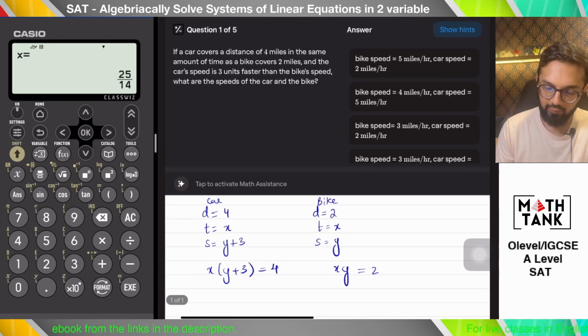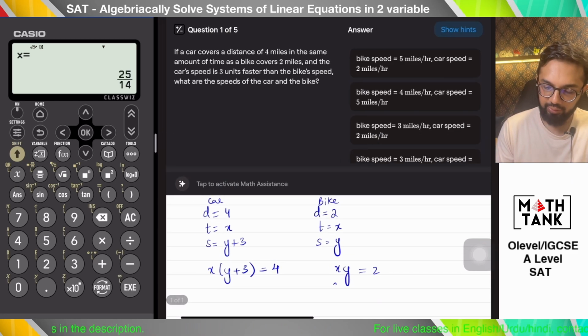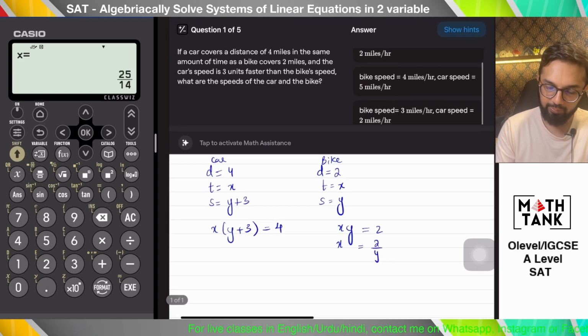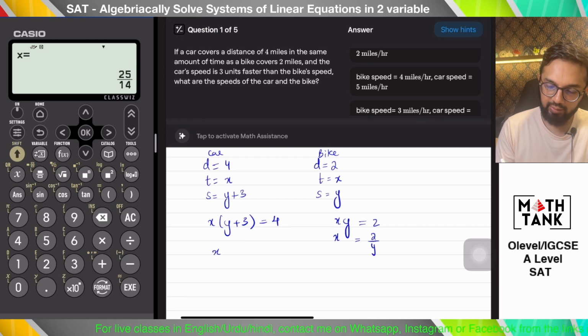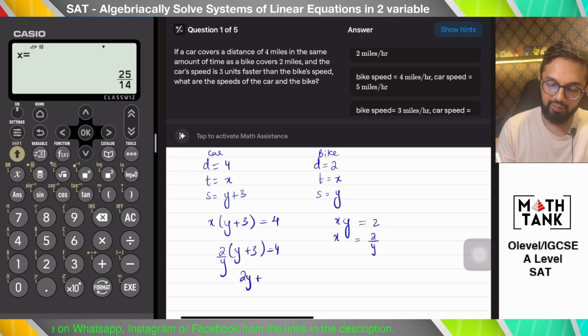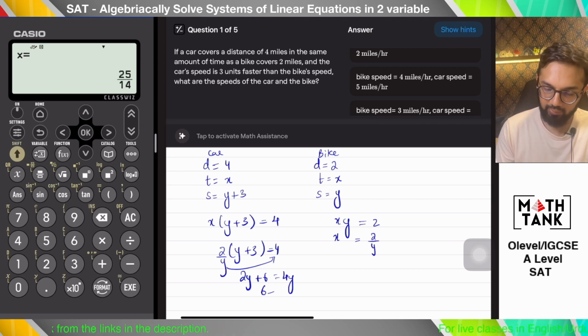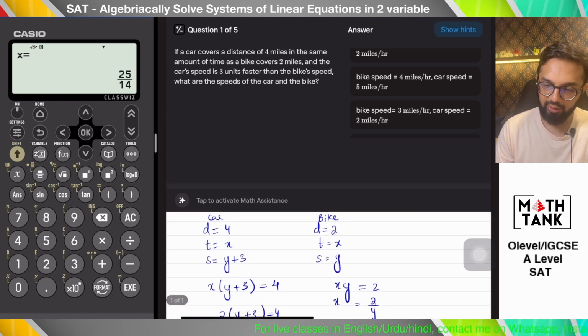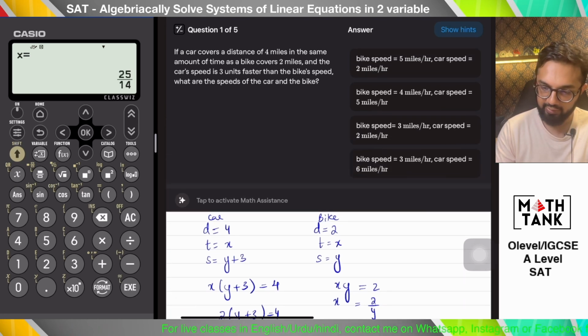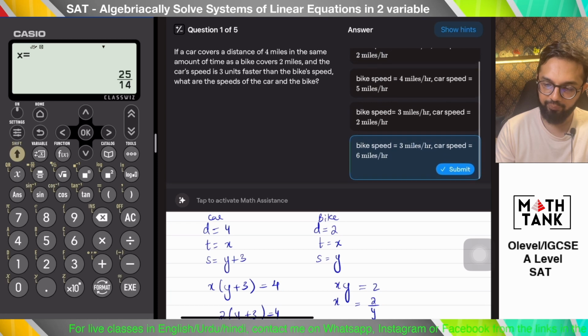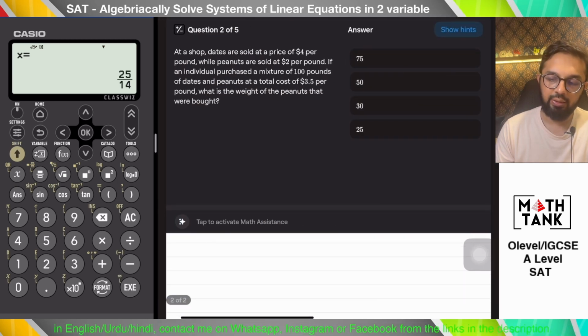Let's try to solve. I can substitute for x and call that 2 over y, since I'm interested in the speeds. So that becomes 2 over y times (y plus 3) equals 4. So 2y plus 6 after cross multiplying y gives 4y, and 6 equals 2y, so y equals 3. So the bike's speed should be 3 and the car's speed should be 6. I think that should work. Yes, that is the correct answer. Let's look at the next one.